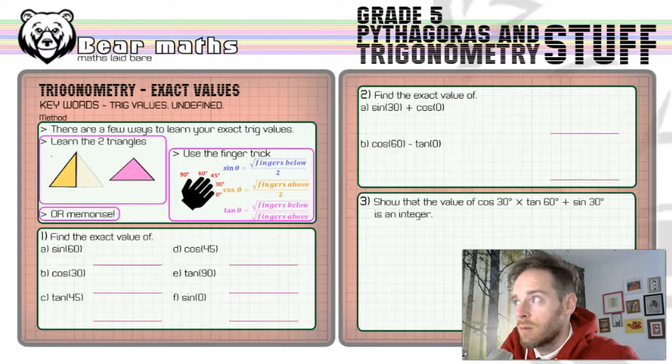This one is on trigonometry, the exact values. Now this is all non-calculator stuff. Never used to have to do this in the world of trigonometry, but now you do. And its keywords are trig values and undefined. So the trig values are the exact trigonometric values that you would need to know. And I'll obviously go through that in this particular video.